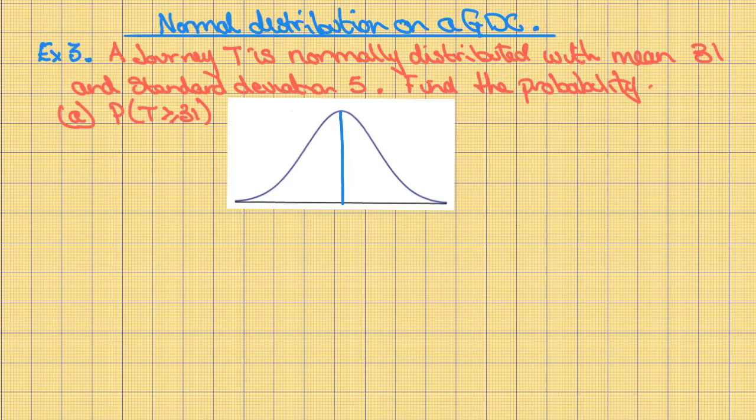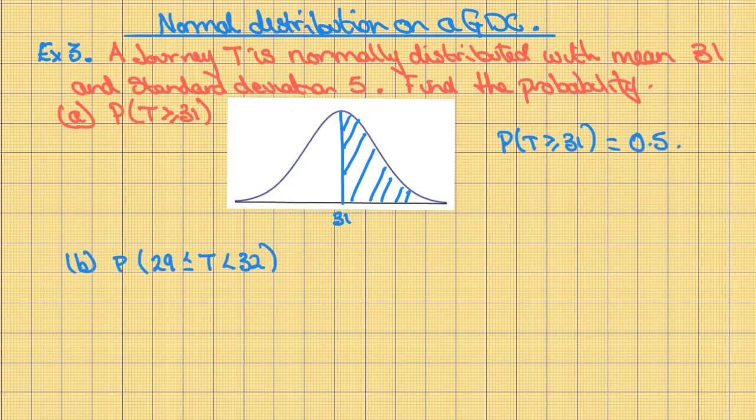The mean is 31. That means that 50% of all the values are greater than or equal to 31. So the probability that T is greater than or equal to 31 is 0.5. B. The probability that T is between 29 and 32.